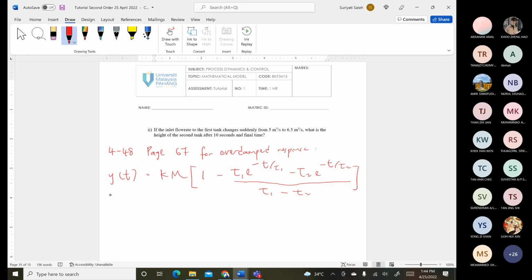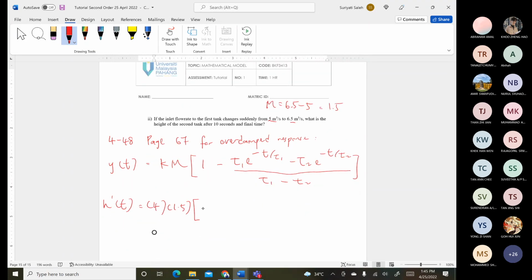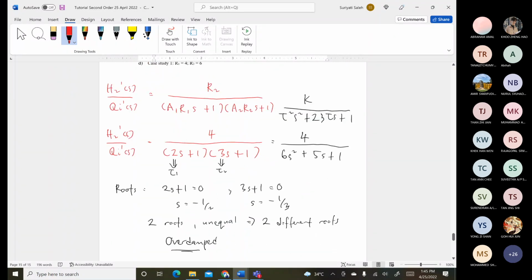Here we know that y(t) is h prime(t). K is 4. M, the magnitude, goes from 5 to 6.5, so M equals 6.5 minus 5, which is 1.5. So we get 1.5, and then 1 minus tau 1. If we try to locate it, tau 1 is equal to 2, and tau 2 equal to 3.